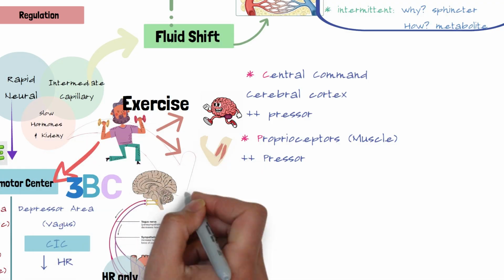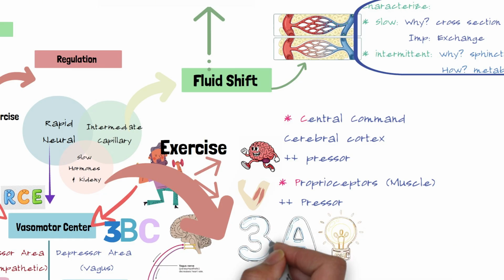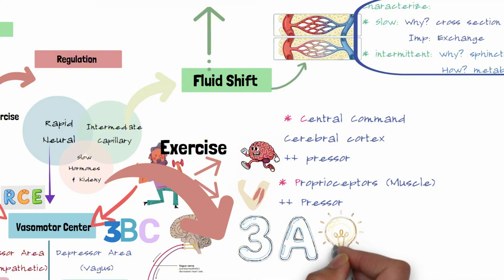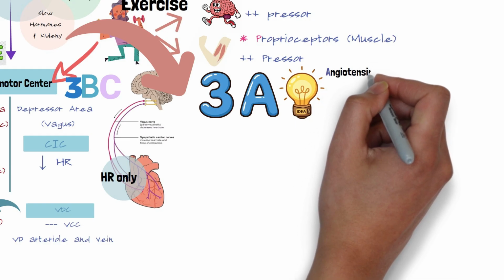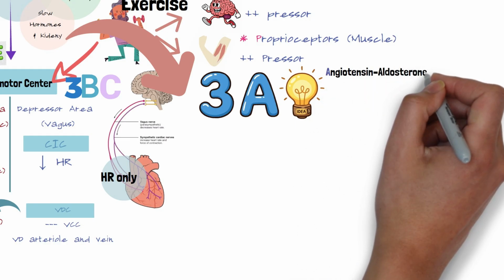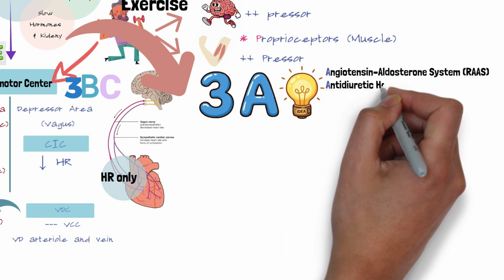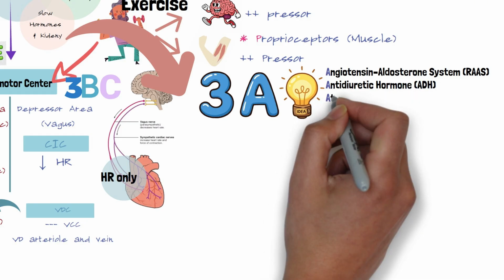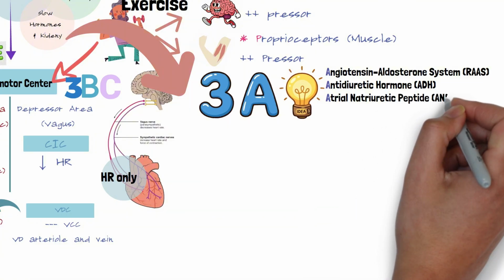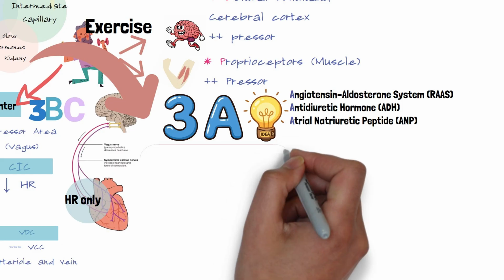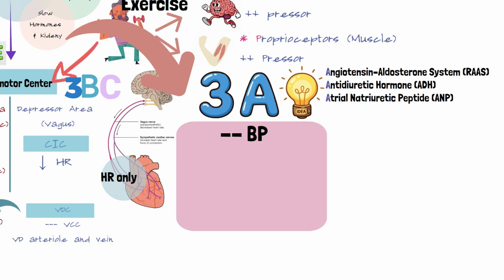The final part of the regulation of blood pressure is the hormones and the kidney. To remember the major hormones, they start with A: angiotensin, aldosterone, antidiuretic hormone, and atrial natriuretic peptide. Remember that the angiotensin system, or the RAS system, starts with renin secreted from the kidney, converting angiotensinogen to angiotensin 1, and then angiotensin 1 converts to angiotensin 2. The antidiuretic hormone is secreted from the posterior pituitary, while the atrial natriuretic peptide is secreted from the atrium.